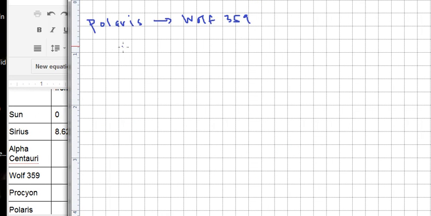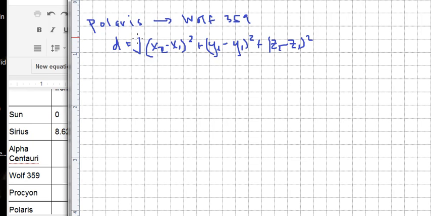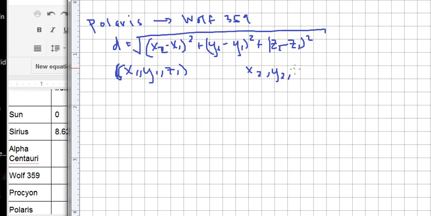It looks like this. D equals the square root of (x2 minus x1) squared plus (y2 minus y1) squared plus (z2 minus z1) squared. Take the square root of that thing, and then you're in business. The thing is, this represents two different points. This represents the point x1, y1, and z1. You also need the information from the point x2, y2, and z2.